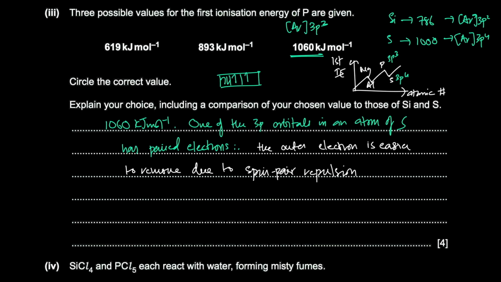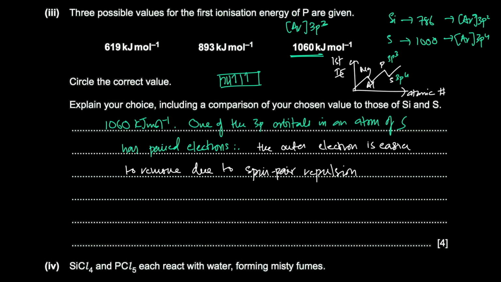And we also have to make a comparison to silicon. You have to make a comparison to both, because the question says include a comparison of your chosen value to those of silicon and sulfur. So we've explained why it's more than sulfur, and the reason why it's more than silicon is just the general trend, the general across the period trend.